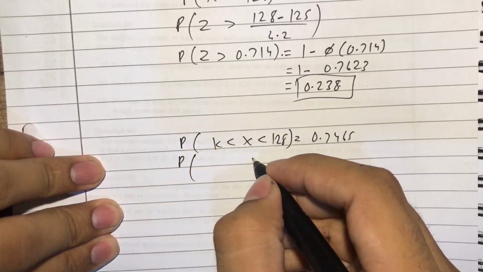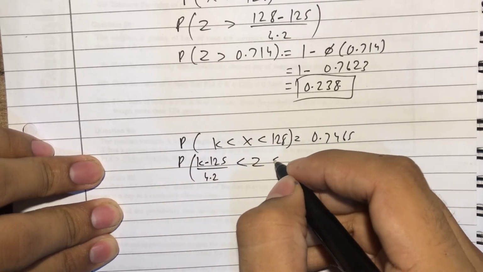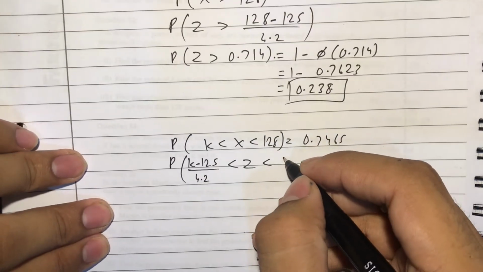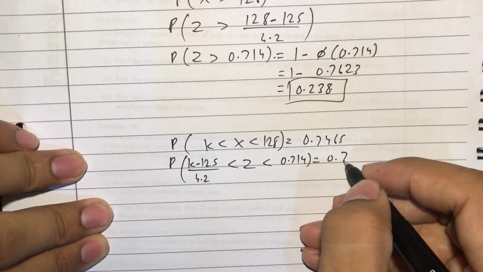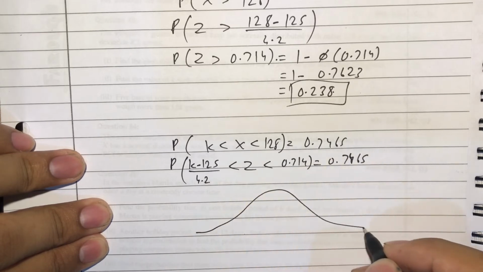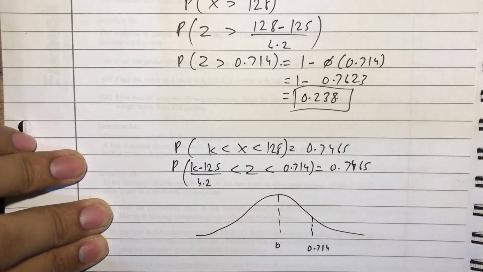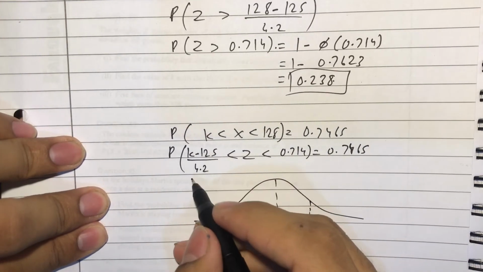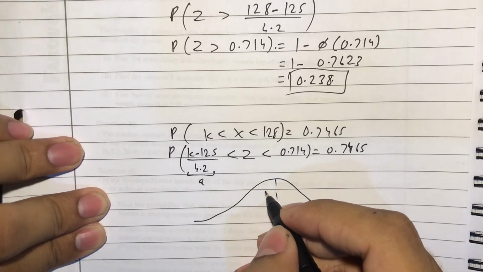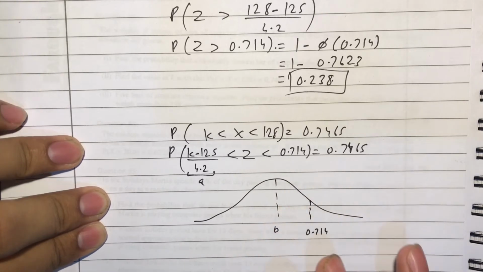So I'll first standardize this. This is 128 minus 125 on 4.2 that we found earlier, that was 0.714. Now if I draw the normal curve, 0.714 is somewhere here, right? And then if I take this as a, it could be left of 0 or it could be right of 0, of the mean. We don't know that right now.